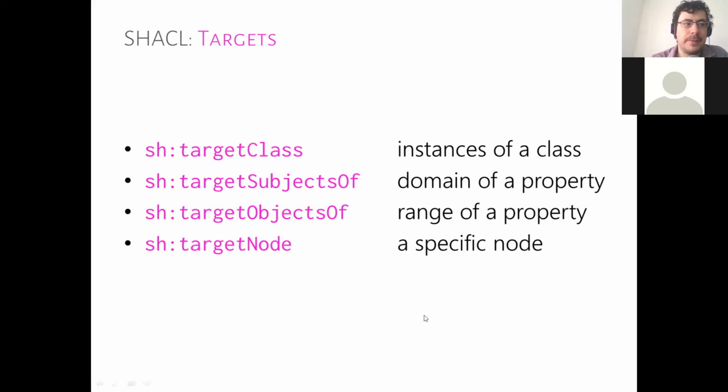Target objects of the opposite, works at, then the objects of that would be the companies where people work, for example. Target node. This would be then to target one specific node that we want to validate, which would be less often used, I would say, but okay. Still, you can do it.